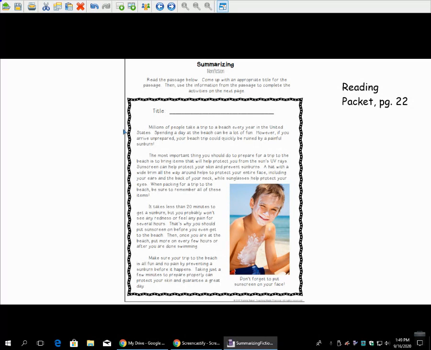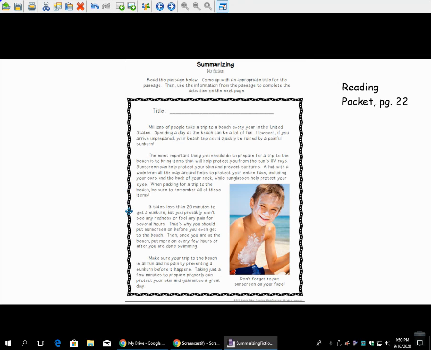Millions of people take a trip to a beach every year in the United States. Spending a day at the beach can be a lot of fun. However, if you arrive unprepared, your beach trip could quickly be ruined by a painful sunburn. The most important thing you should do to prepare for a trip to the beach is to bring items that will help protect you from the sun's UV rays. Sunscreen can help protect your skin and prevent sunburns. A hat with a wide brim all the way around helps to protect your entire face, including your ears and the back of your neck, while sunglasses help protect your eyes. When packing for a trip to the beach, be sure to remember all of these items.